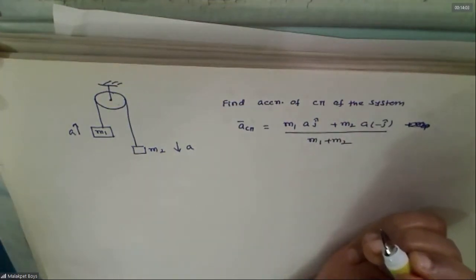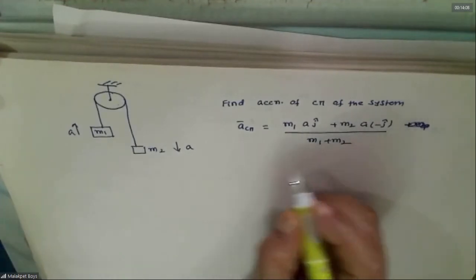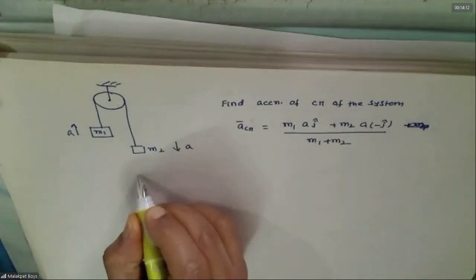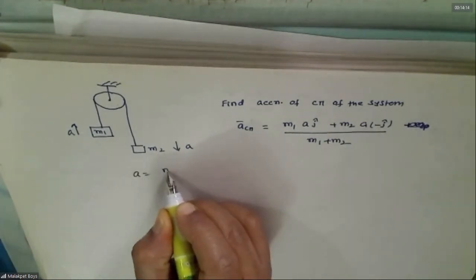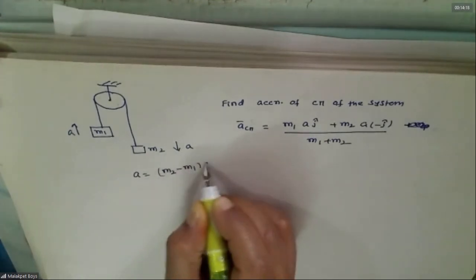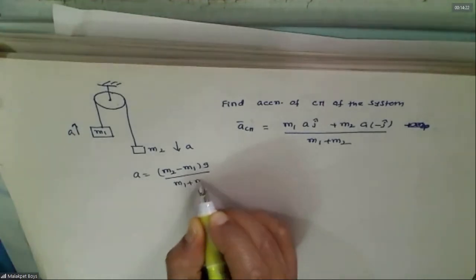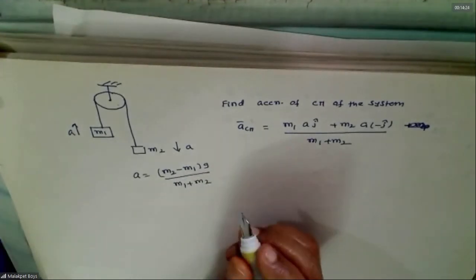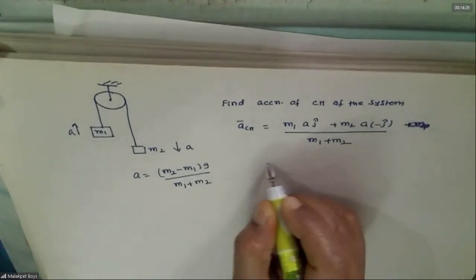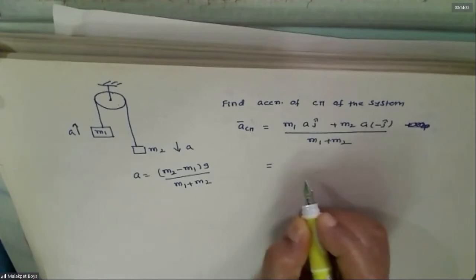Because you are neglecting the mass of the pulley now. Yes, sir, we are neglecting mass. But already you know a. What is a? Sir, m2, total mass being pulled by pulling force by this one. Remember this? Substitute this over here. Do it carefully.